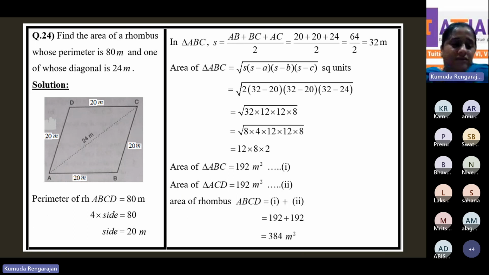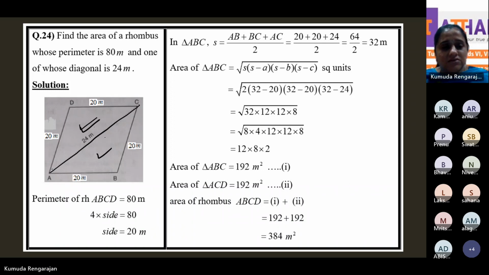And one of the diagonals is given to you, 24. So as usual, find the area of this triangle using Heron's formula. The same will be the area of this triangle because the sides are the same. You don't have to find the area of this triangle again. Same area. And adding both, you'll get the area of the rhombus. Take a picture, children.